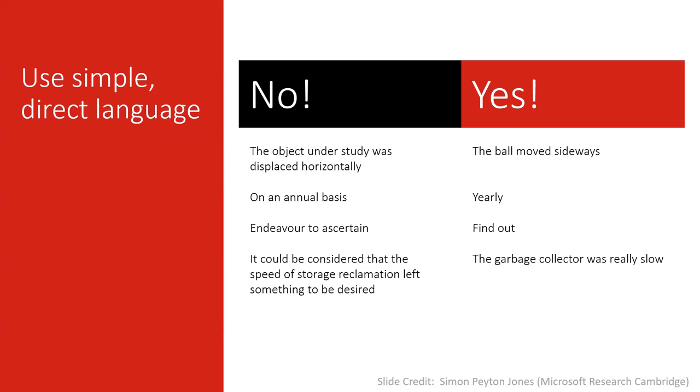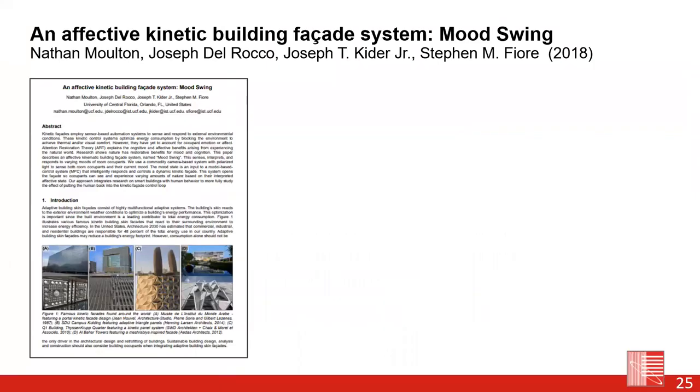So instead of saying "the object under the study was displaced horizontally," just say "the ball moves sideways on a yearly basis." If I can say it in one word effectively, I don't need to use 4 or 5. So try to use simple, direct language. And when you look at your writing, see if you can simplify it. That's a great way to save space to keep it to a page, or those couple of words or text boxes if you're doing something for Building Simulation or the one page for SimBuild.